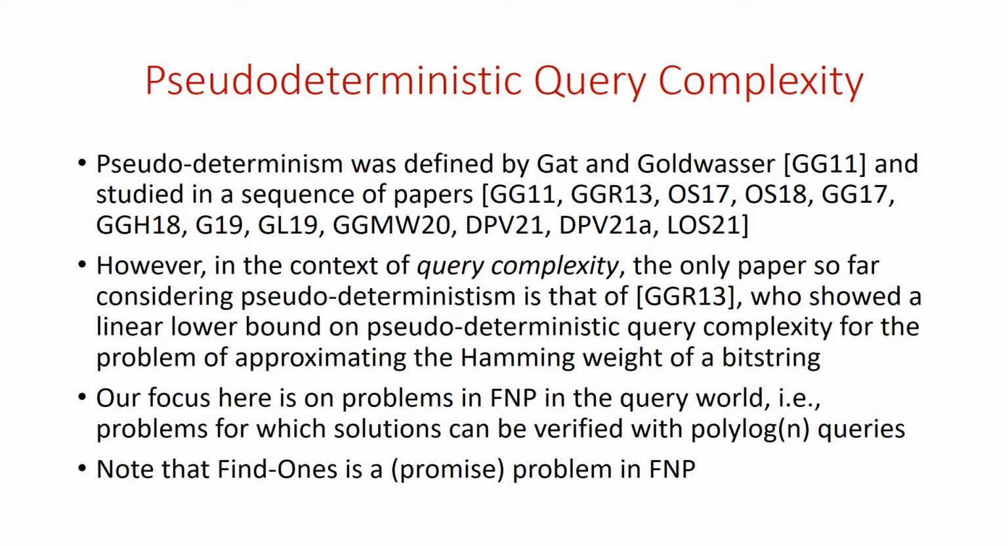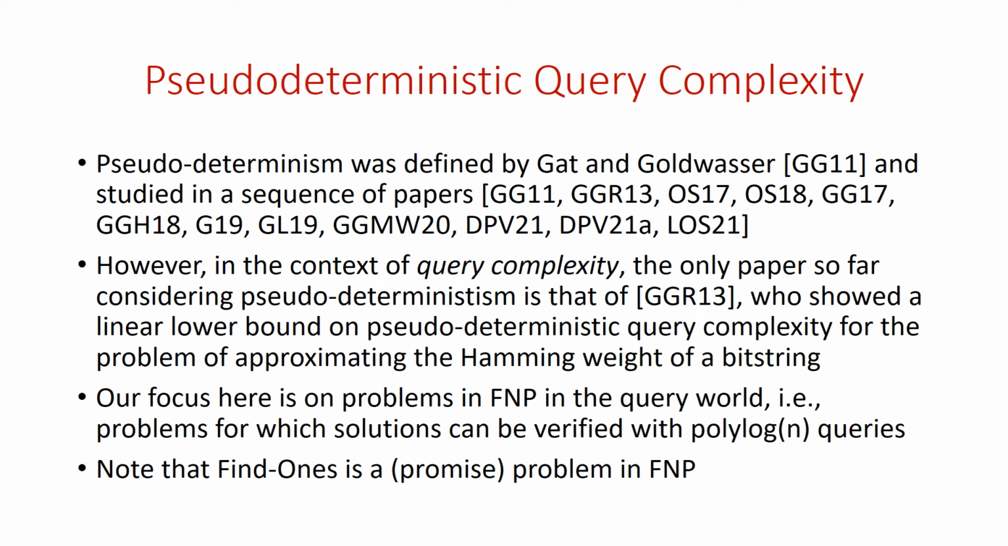So if you're given a bit string x and you want a good approximation to the Hamming weight of x, there's a simple randomized algorithm which just generates random indices, so it has a random sample, and it computes the weight of that sample. With high probability, by Chernoff bounds, that's going to be a good approximation to the Hamming weight of the original bit string. So there's a randomized algorithm that makes few queries solving this problem.